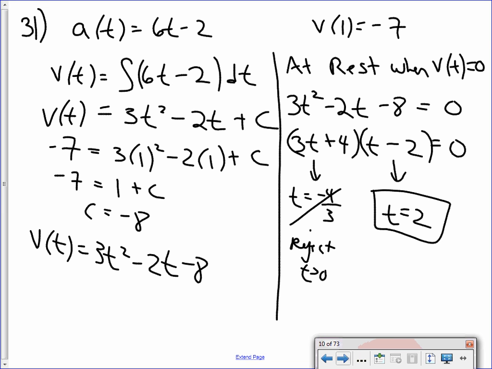31 was kind of cool. Did anyone ask 31? No? 31? At rest means the velocity is 0. So you had to get the velocity by integrating acceleration. And once you had the velocity, you figured out the c, you still had to set it equal to 0 and solve for t. Yeah, and that was that crazy fact, right?